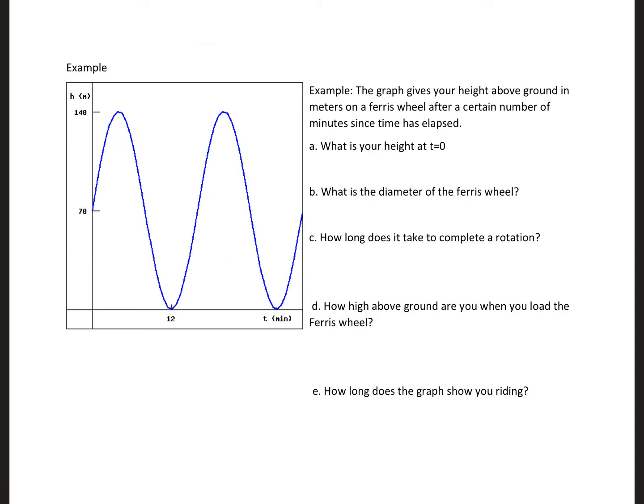In this last example, we're going to look at the graph of a trip around a Ferris wheel and determine these specific features of it. So here we're given a graph of a Ferris wheel. Notice that we're not starting at ground level. This one's asking, what is your height at t equals 0? So here is t equals 0. And in this case, our height is actually 70 meters above ground.